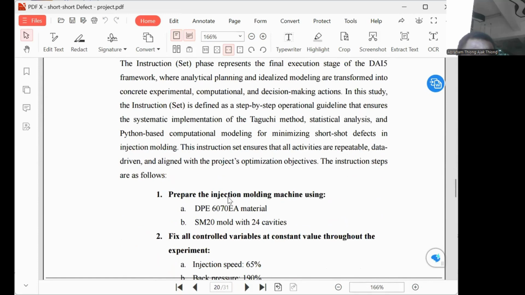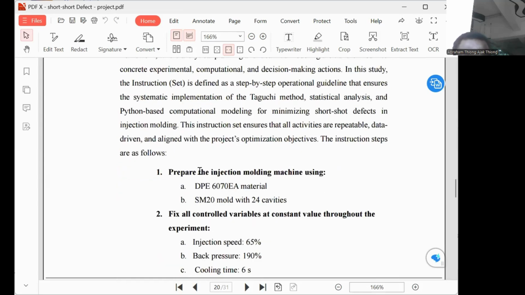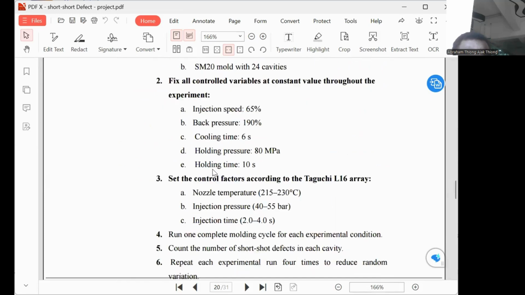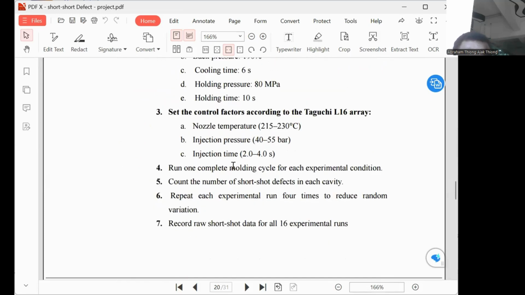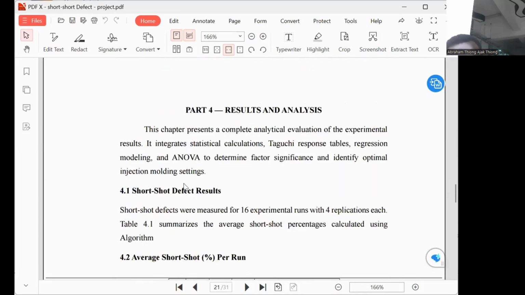These are the instructions to execute the stage of the Shadai 5 frame, where analytical planning and modeling are transformed into concrete experiments and computational decision making. These are the steps that you follow: preparing the injection molding machine, then selecting the material that you want to use, then fixing the control variables, then setting the control factors, then running the complete cycle, then repeating each experiment each time. You record them 16 times. So these are the results.